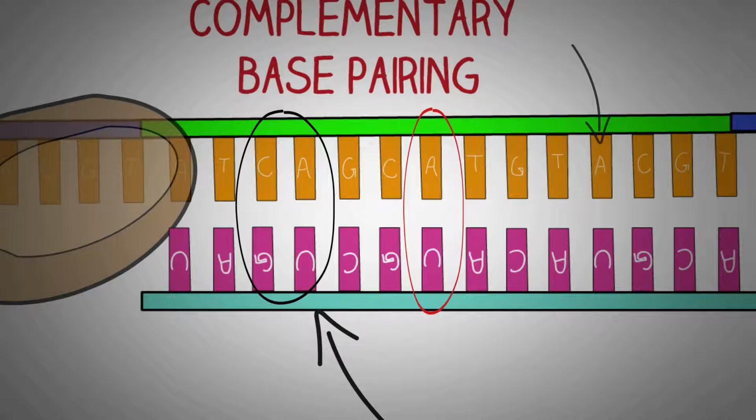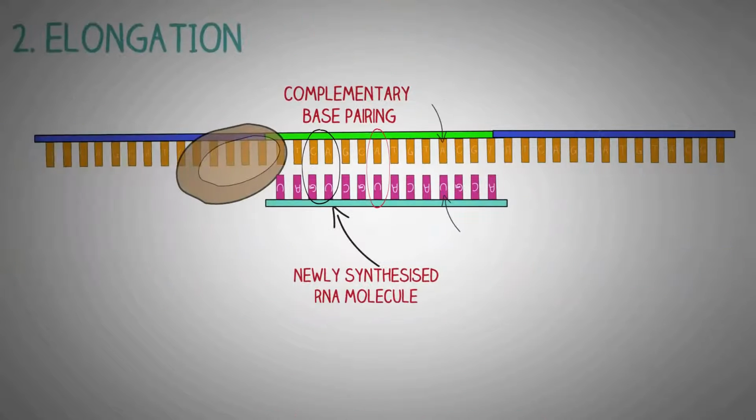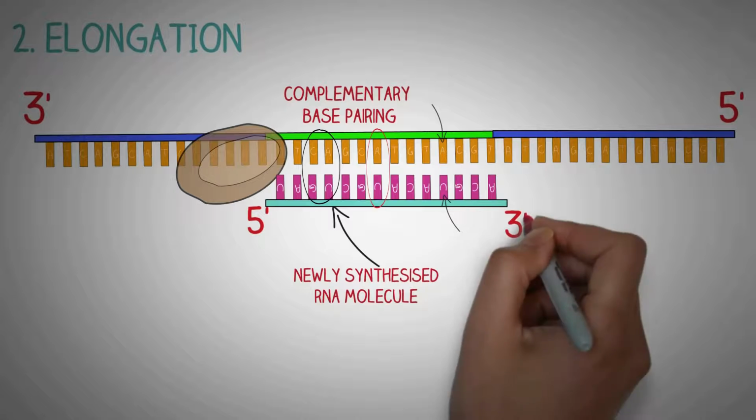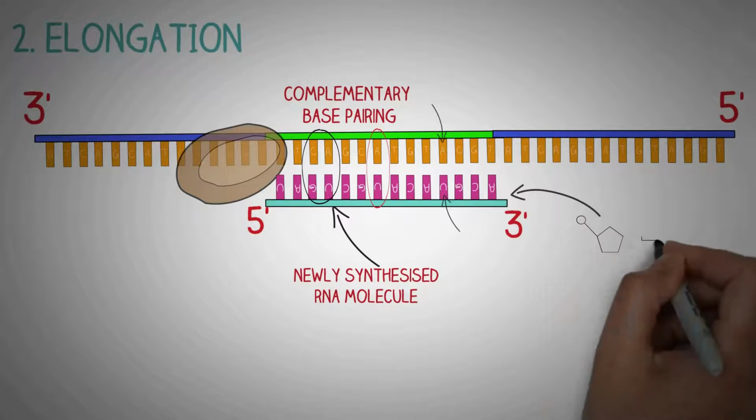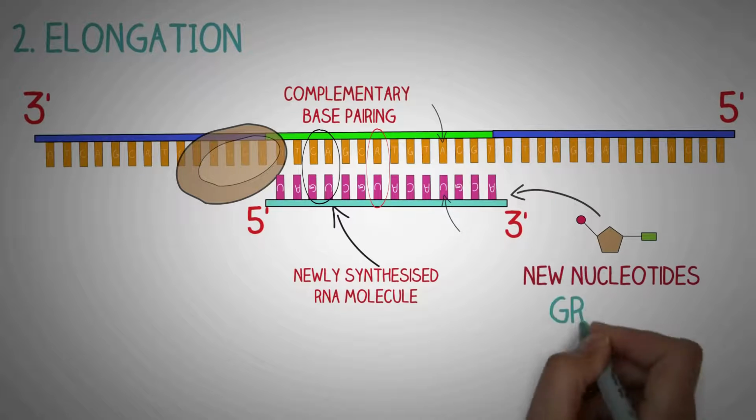Whenever the RNA polymerase detects the base adenine in the template strand, it adds uracil in the forming RNA strand. So this is how the enzyme RNA polymerase adds new base pairs in the 3' end of the growing RNA chain, and this is known as elongation.